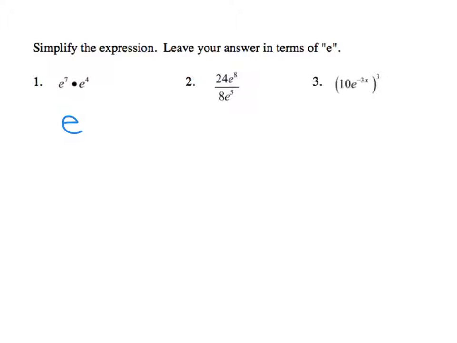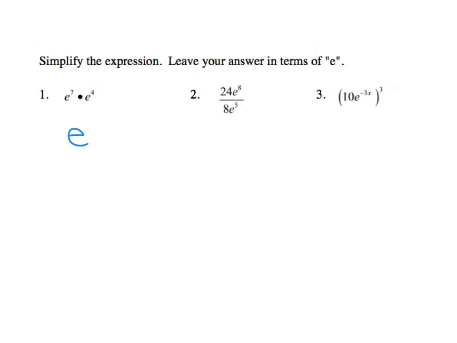These are just a couple more examples of that. Keep the base the same, e, we add our exponents, and we get e to the 11th. Notice it says in the directions to leave your answer in terms of e. 24e to the 8th, 8e to the 5th, 24 divided by 8 is 3. e to the 8th divided by e to the 5th is e to the 3rd. The last one here, 10e to the negative 3x to the 3rd, would be 10 to the 3rd is 1,000. e negative 3x times 3 is negative 9x.